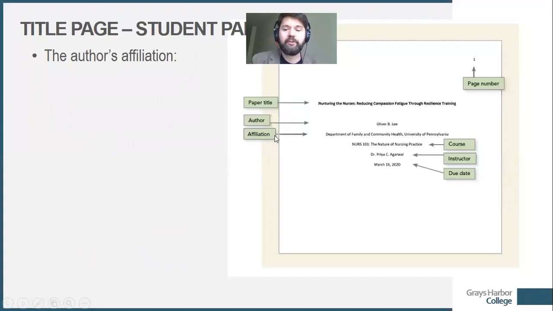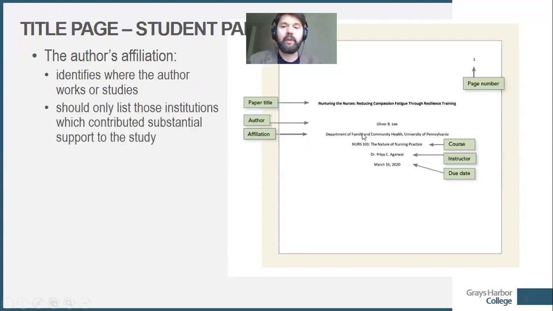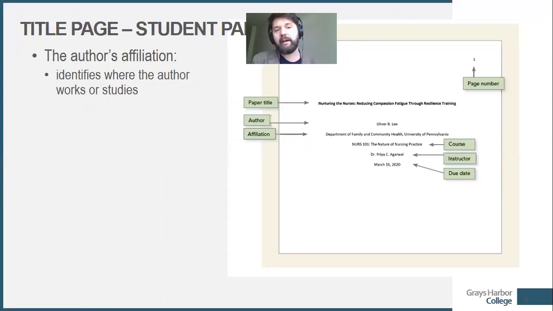Now, how about the author's affiliation? So your affiliation is just what organization or body you're connected with in some way. So that would be Grays Harbor College. That's where you study. So that second line, it might say Grays Harbor College. If you're producing the paper within a specific department, then you might go ahead and provide that. So you might say, for example, the Department of Nursing or Department of Humanities or something like that.